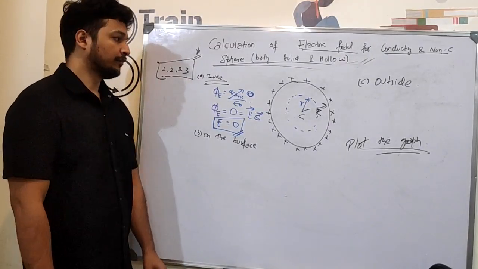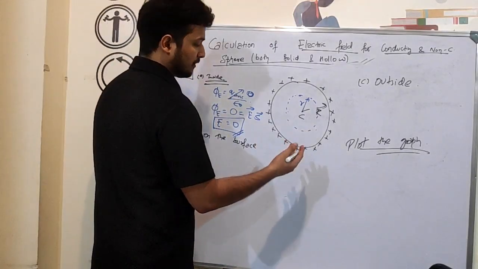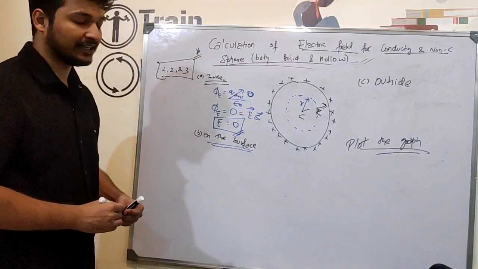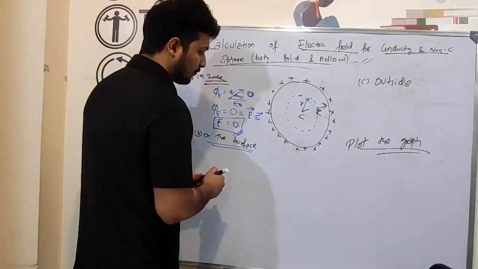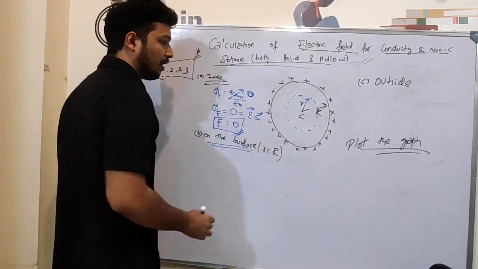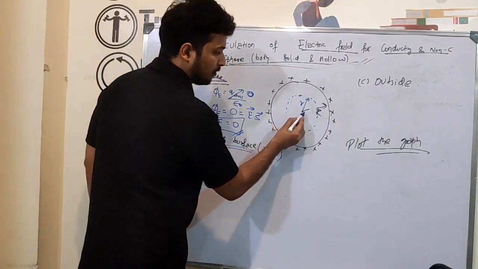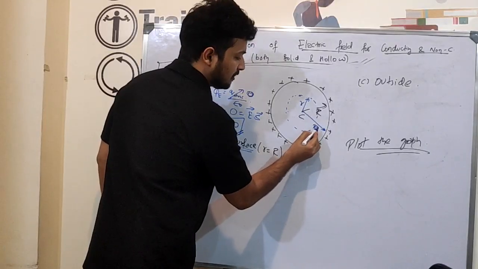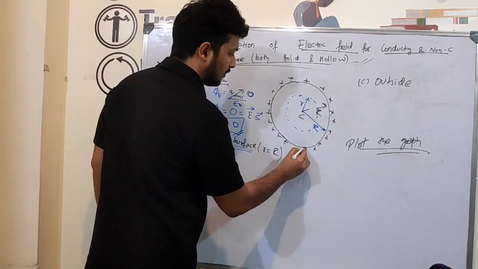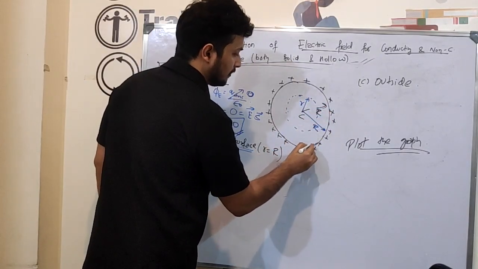Okay. Now in the second case, we want to know what is the electric field on the surface. That means now our value of r will be increasing from small r to capital R. That means our Gaussian surface will also have the same radius R as the sphere that we have had in the first place.